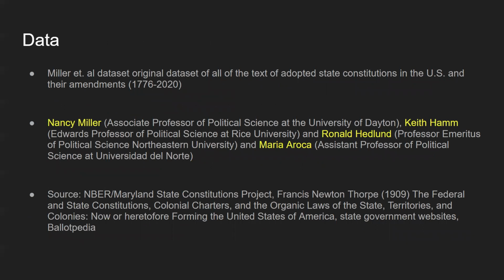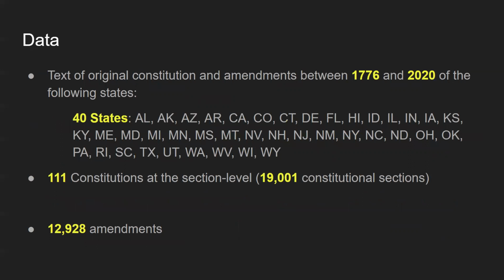So I'll tell a little bit about this data set. It was created by Miller et al. with information from all these different sources that they centralize and put together on a single data set. So this data set contains the original text of 111 constitutions. This data is at the section level, and it also contains all amendments that have been made to these constitutions between 1776 and 2020. They have complete data on 40 states, and that includes 19,000 sections as they were adopted in the original form, as well as 12,928 amendments to these documents.